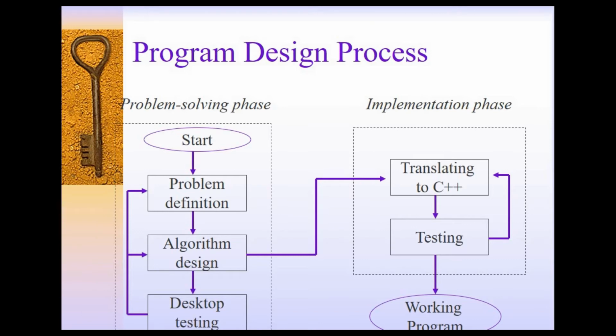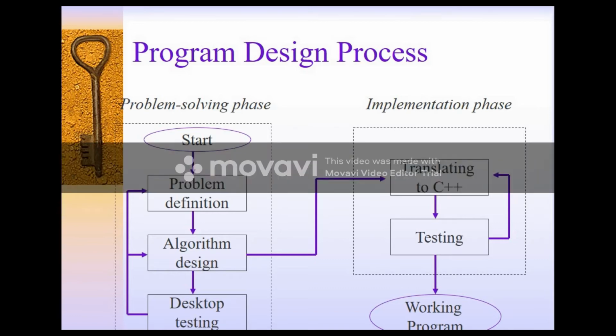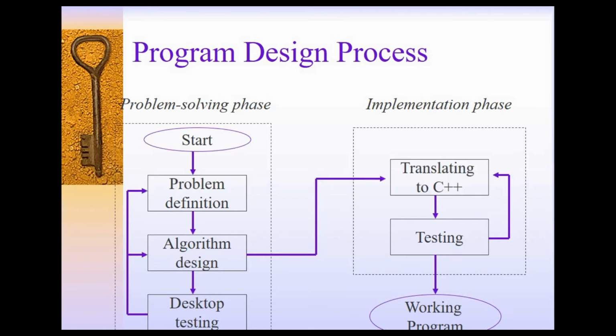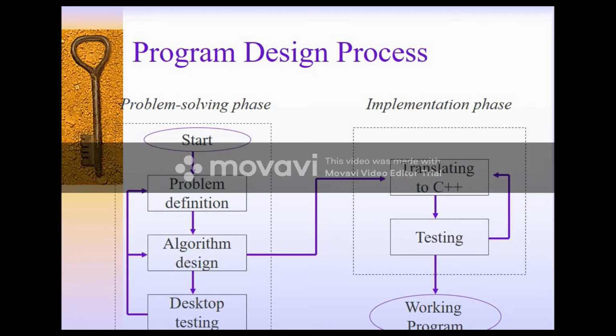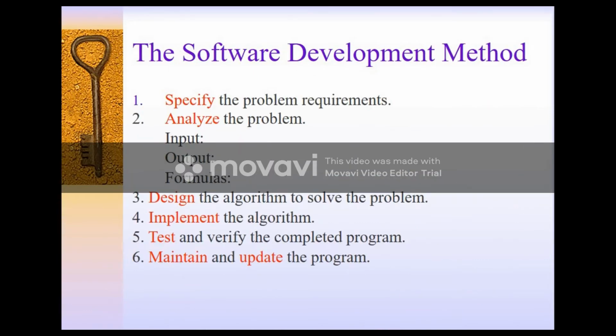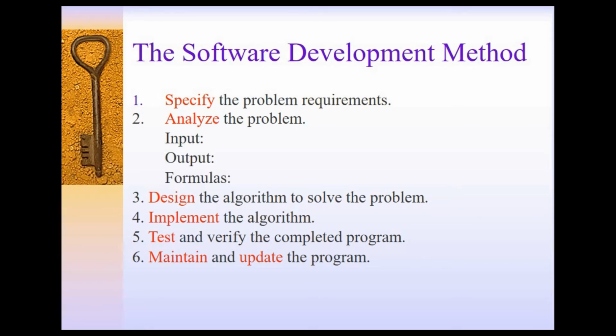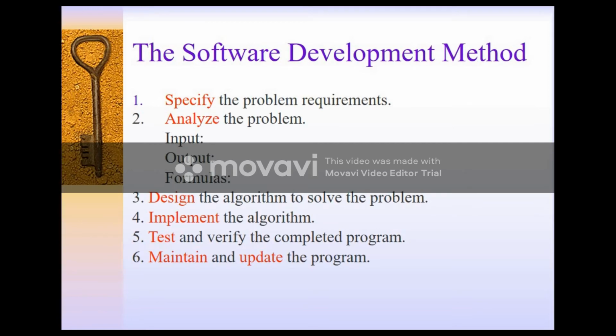Now the program design process. There are two phases: one is the problem solving phase and the other is the implementation phase. As you see, this is start, problem definition, then algorithm design, then desktop testing, then translating to C++, then testing, then a working program. This is the software development method. First, specify the problem requirements and analyze the problem, that is input, output and formulas. When you say analyze the problem, it means what should be the input, what should be the output, and what formulas are needed to make that program.